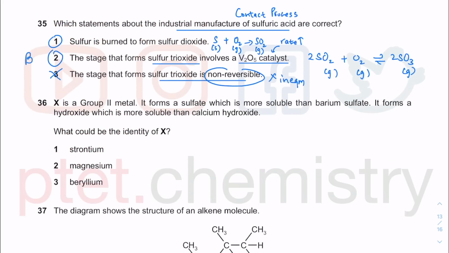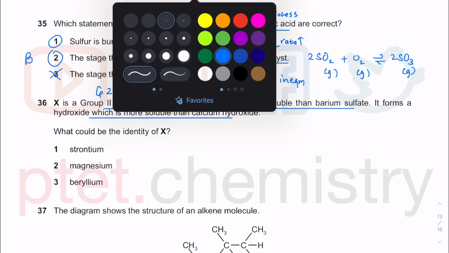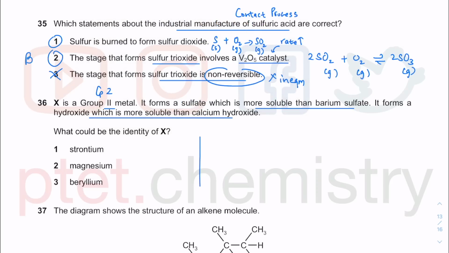Question 36. So X is a group 2 metal. I think the new syllabus, they've changed the notation to being group 2 like that. It's the same idea really. It forms a sulfate which is more soluble than barium sulfate, but it forms a hydroxide which is also more soluble than calcium hydroxide. So we're going to think about the two graphs.